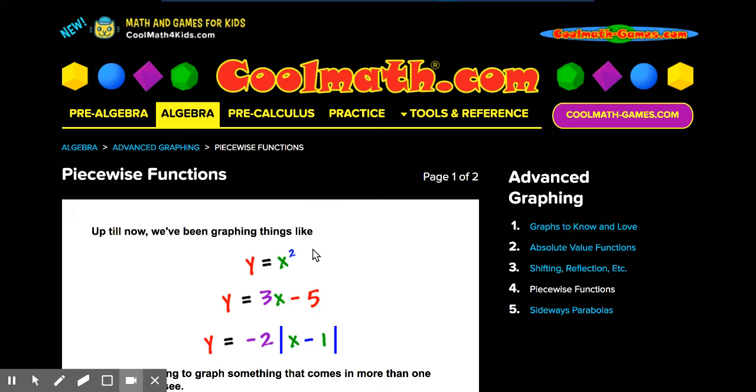You should know how to graph these first three functions on the screen, which are y equals x squared, which is a parabola, y equals 3x minus 5, which is a line. The y-intercept is -5, and the slope is 3.